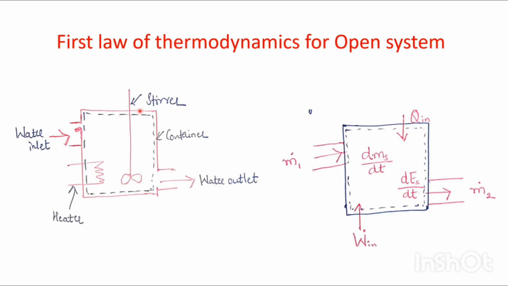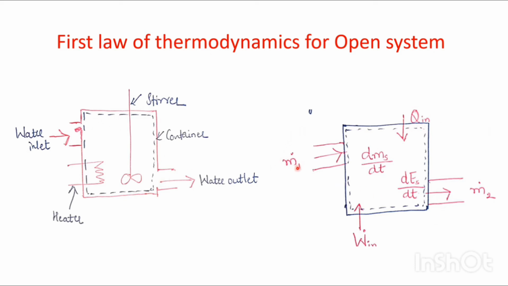Some work is done on the system by the stirrer and some heat is also added. That means energy is entering the system and energy is leaving the system. You can see here, the same sketch is represented here.